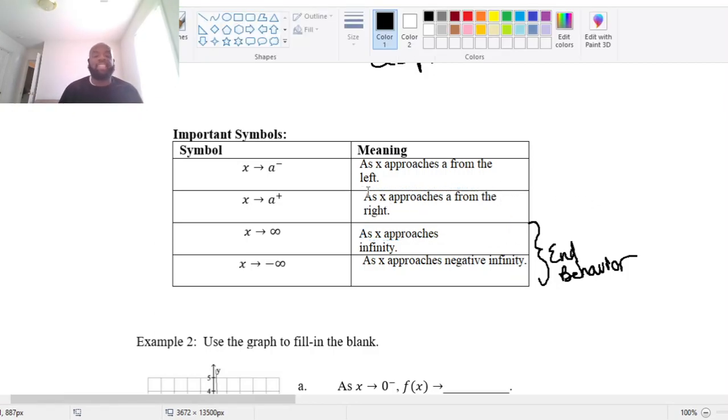And so basically these symbols give the behavior of our function as x is approaching that x value, from either the left or the right. The minus sign means from the left and the plus sign means from the right, because negative numbers are on the left side of your number line and positive numbers are on the right side of your number line.